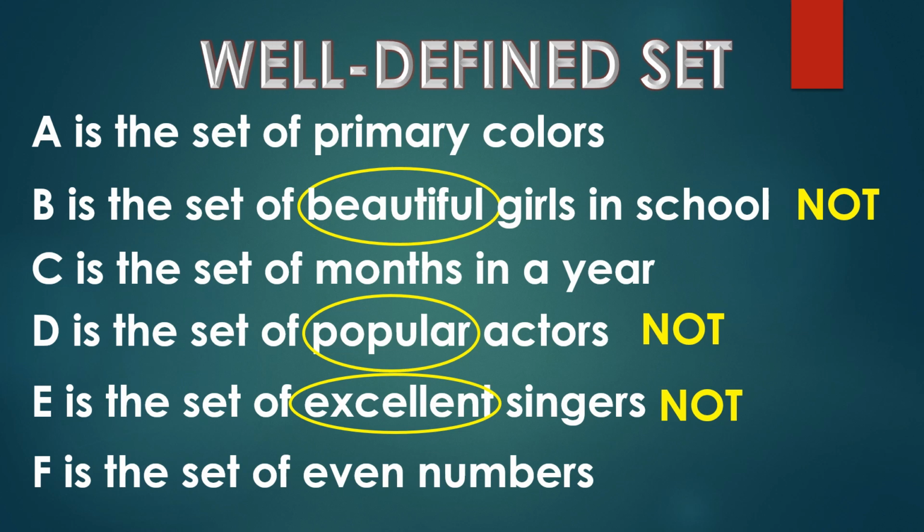Is it clear? One easy way of determining that a set is not well-defined is by looking for adjectives. If the description of the set has an adjective like beautiful, popular, excellent, etc., the set is not well-defined. I hope it's clear.